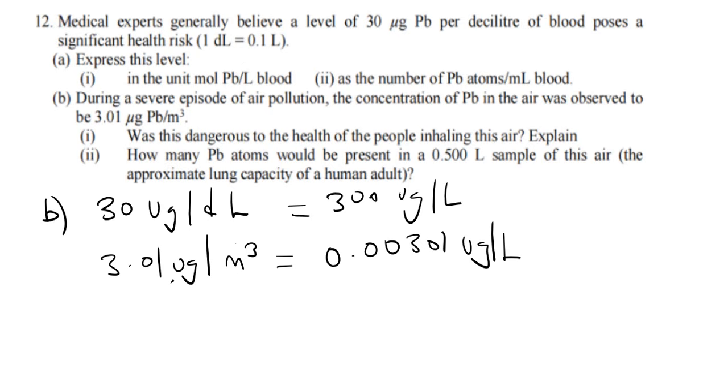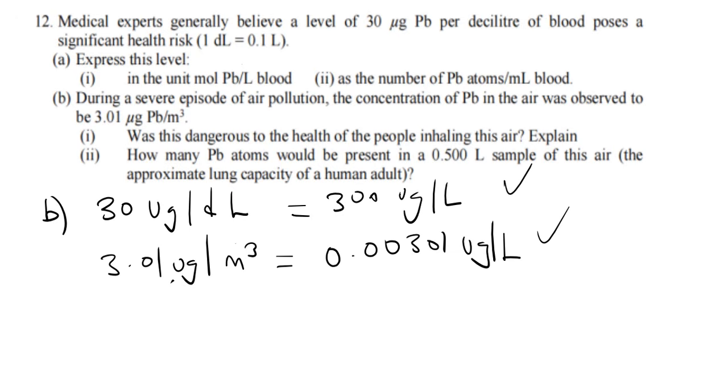Now if I compare these two figures, this is 300, this other one is 0.00301. So what do we conclude? You can see that the one we just calculated is much lower than the blood risk level itself. So the answer is no, because they're asking, was this dangerous to the health of the people inhaling this air? It was not dangerous. The explanation is that the air concentration itself is not directly dangerous compared to the blood threshold we've been given. So basically that is how we solve this one.